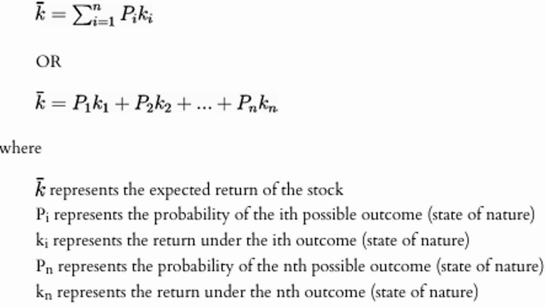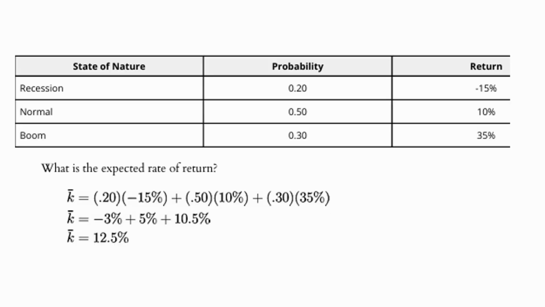Second possibility is that the economy goes smoothly but does not experience rapid growth, causing the stock to rise and offer a 10% return. The probability of this occurring is 50%. The third possibility is that the economy booms, causing the stock to provide a 35% rate of return. The probability of the economy booming is 30%. Note that the probabilities must sum to 1 and states of nature should be mutually exclusive. Here we see the table and then the results.